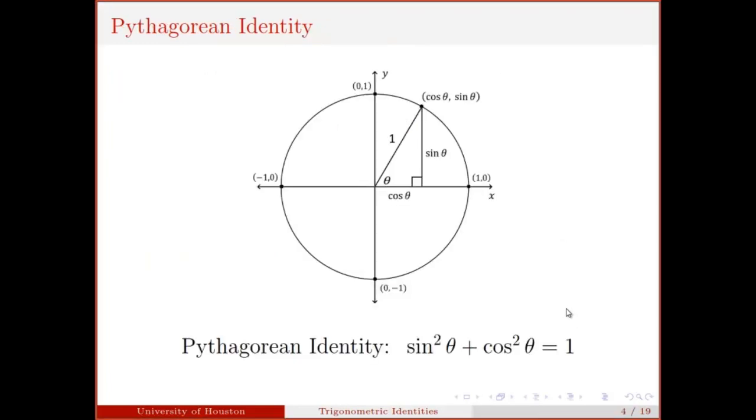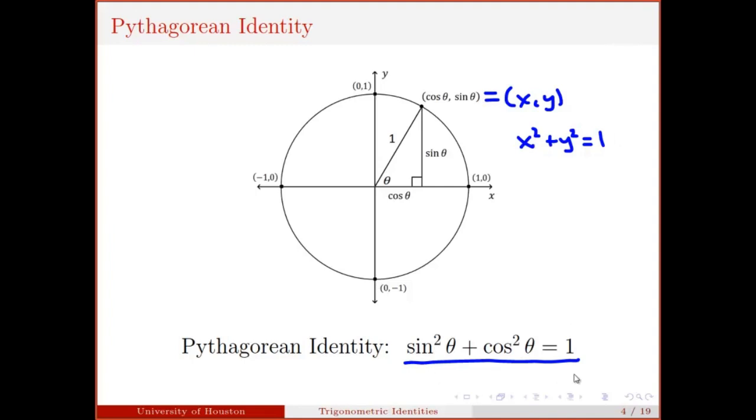Another important trigonometric identity is the Pythagorean identity. This identity is a direct consequence of the Pythagorean theorem. It states that cosine theta squared plus sine theta squared is equal to 1. It is easy to see that this equation is satisfied for all values of theta, since any point (x, y) on the unit circle satisfies the equation x squared plus y squared equals 1.